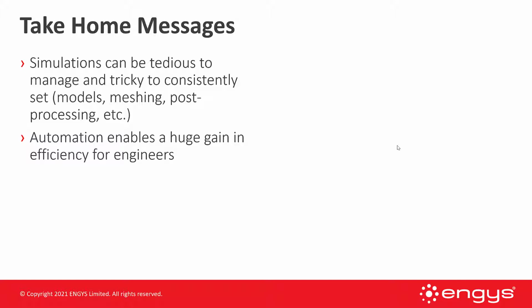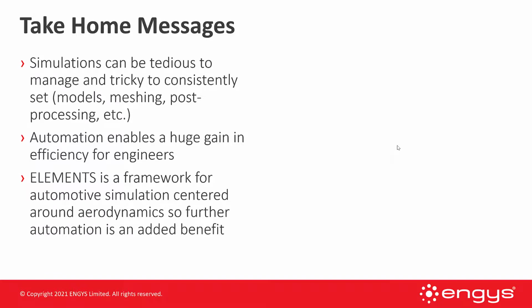Automation enables a huge gain in efficiency for engineers. And I mean that engineers are able to turn around and use their efforts at other places. So rather than spending a lot of time setting up cases, worrying about whether they're set up correctly, automation allows the engineer to spend more time looking at the results and thinking about how to apply that to their designs. Elements is really a framework for automotive simulation, and it originally centered around aerodynamics, so further automation is an added benefit to those users.